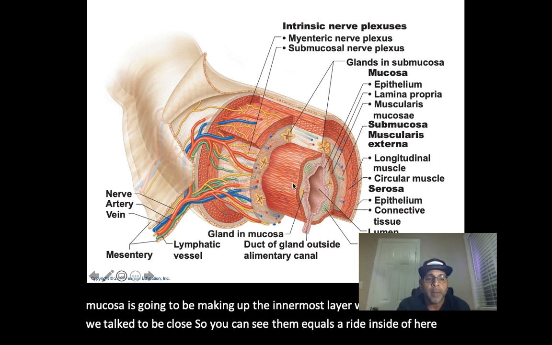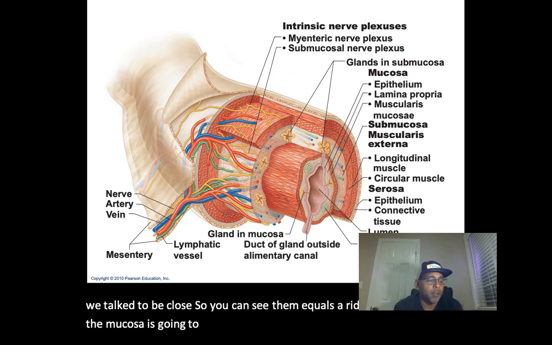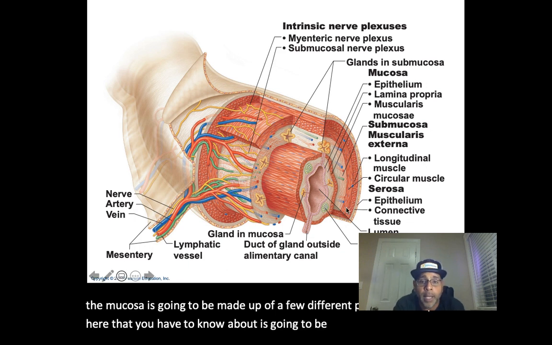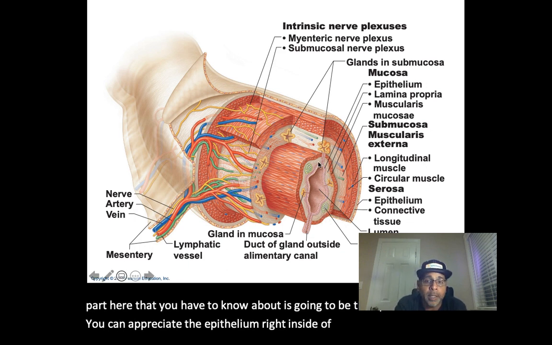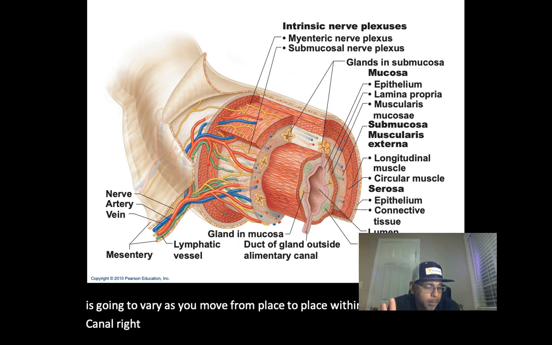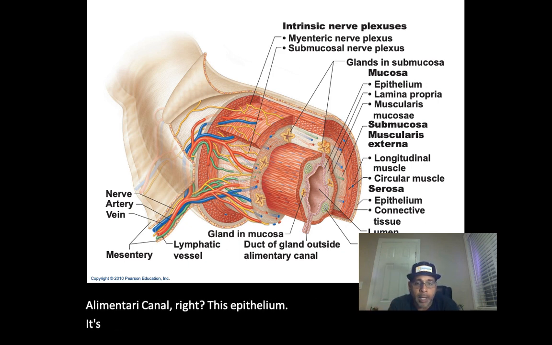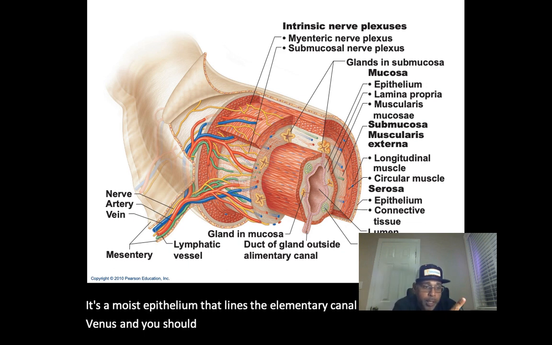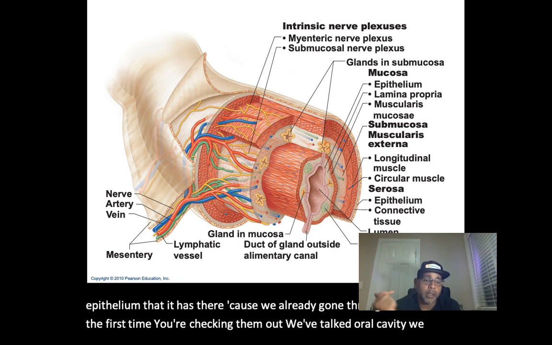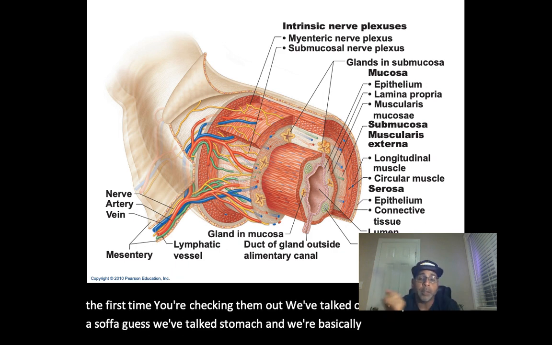Now the mucosa is made up of a few different parts. The first part you have to know about is the epithelium. You can appreciate the epithelium right inside of here. This epithelium is going to vary as you move from place to place within the alimentary canal, right? It's a moist epithelium that lines the alimentary canal from the mouth all the way to the anus, and you should know every single region and what type of epithelium it has there, because we've already gone through them. This isn't the first time you're checking them out. We've talked oral cavity, we've talked esophagus, we've talked stomach, and we're basically going all the way through.